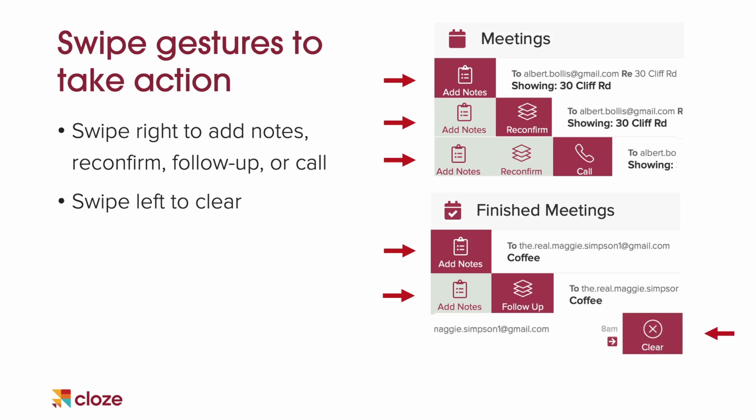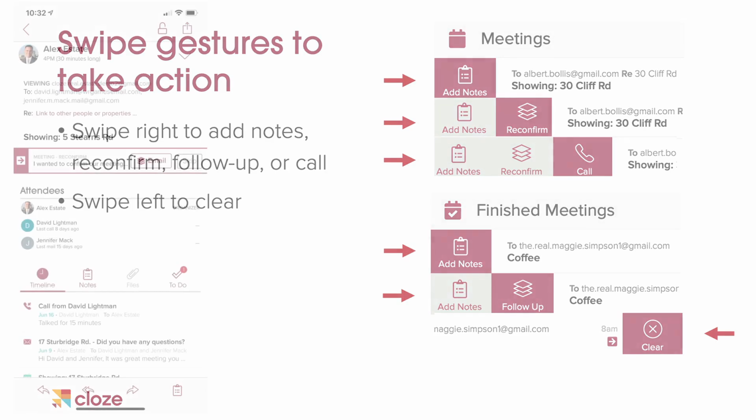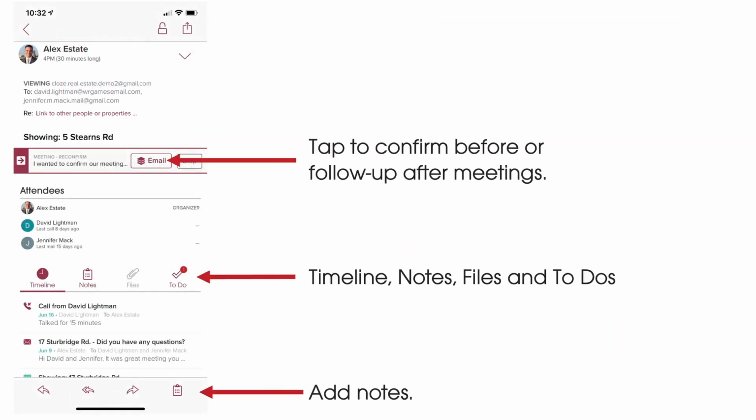And then the last one here is clearing it. Once your meeting is completed, you can clear it and get it off the agenda, mark it done for the day if you wish. If you drill into a meeting, you'll see the details. You're going to see a timeline of all the activities with the attendees. Notes, files, and to-dos are all right there for you. You can add notes. You can also tap on one of those assists to follow up, reconfirm, that kind of stuff.